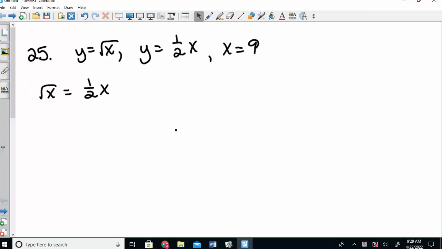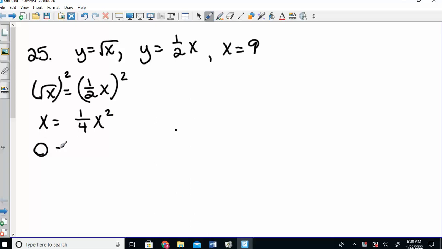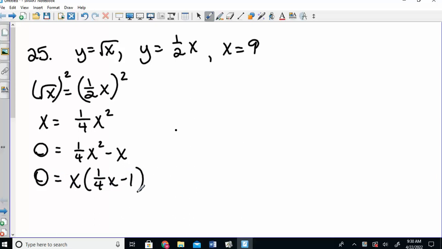So if I start off squaring each side so that I can figure out where those curves meet, square root squared is going to be an x, 1/2 squared is 1/4 x squared. Set it equal to 0. So we could factor out an x here. You set each of those equal to 0, you get x equals 0 and 4.